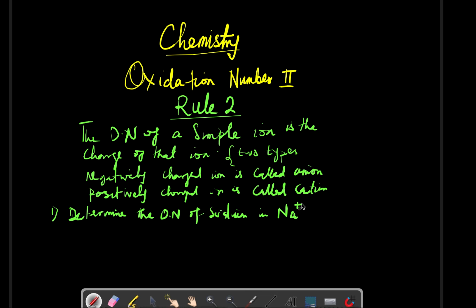Now the ion is that. Remember I said the oxidation number of a simple ion is the charge of the ion. The charge of the ion is this particular one here. So what is the answer? It's simple. The answer is +1. So the oxidation number of sodium in this particular sodium ion is the charge on it, which is +1. Very simple.